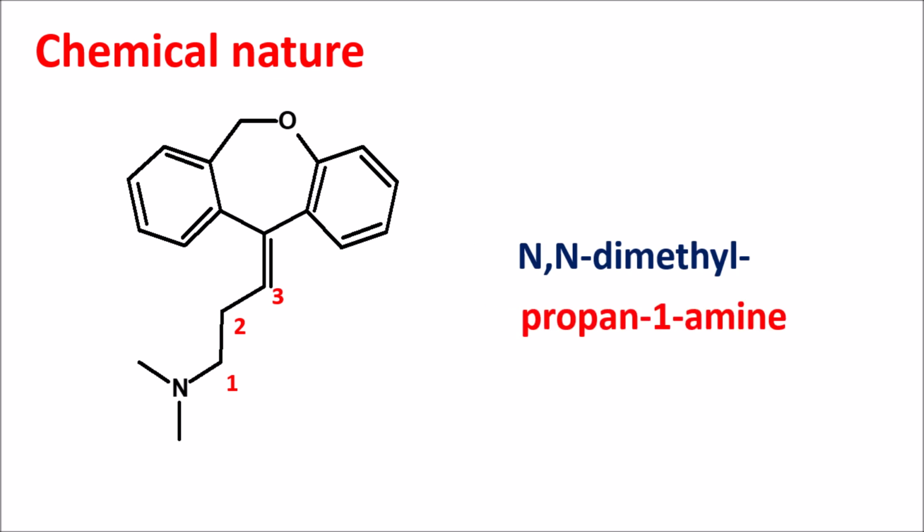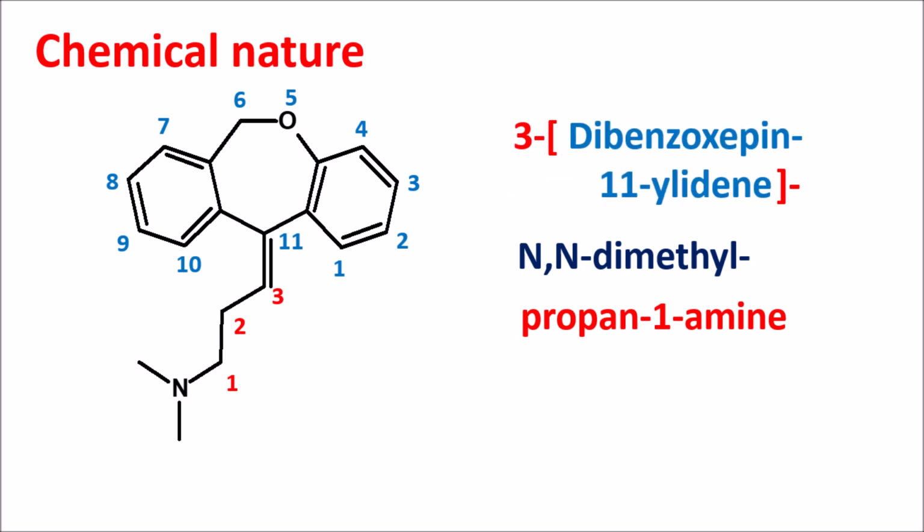Now to this propane chain, a heterocyclic ring is attached at the third position. Now let us give the numbering to this heterocyclic ring. So this is 1, 2, 3, 4, 5, 6, 7, 8, 9, 10 and 11. So simply this heterocyclic ring is attached by the 11th position, and this ring is nothing but dibenzoxepine. Now this dibenzoxepine is attached by the 11th position through a double bond. So we can write this as dibenzoxepin-11-ylidene. That is the simple name of doxepin. Doxepin is a dibenzoxepine derivative.